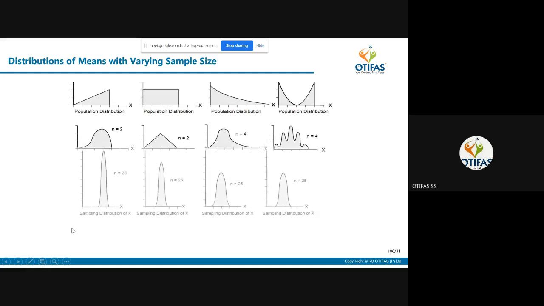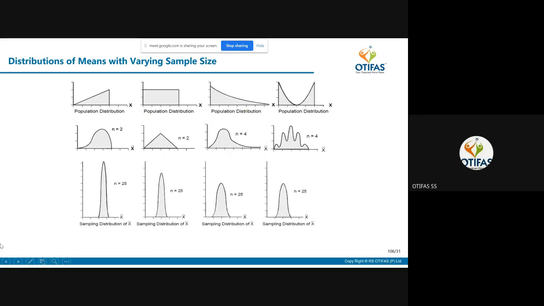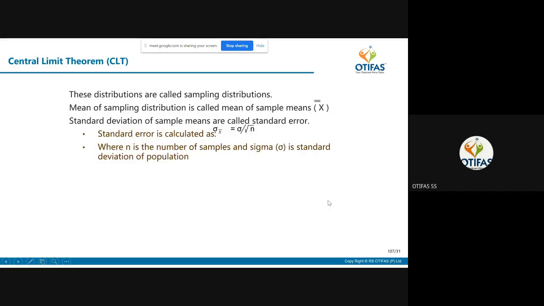But when you make the sample size more than n equal to 25, you get an almost normal distribution. When you have a sample size of more than 25, you get a normal distribution like this. Okay. So what is the normal distribution?